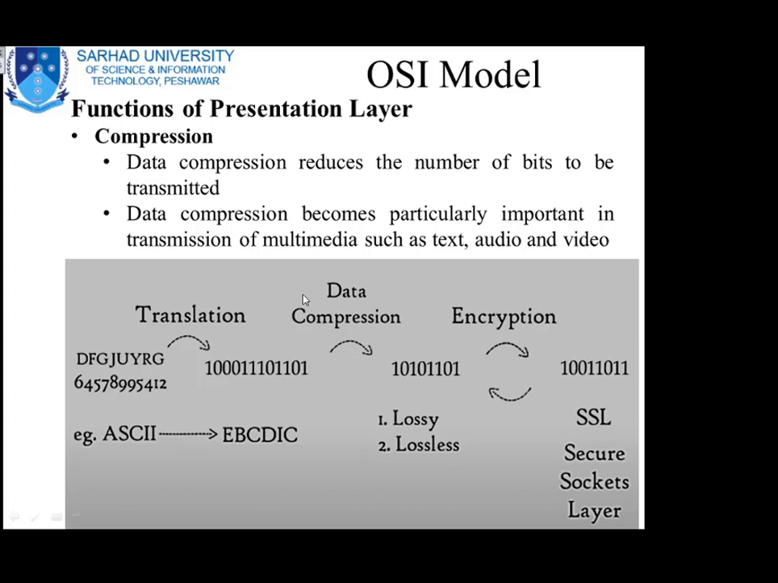The third one is encryption. Before sending the data towards the lower layer, the presentation layer basically encrypts. It means it encodes data in a form so that the security need cannot be compromised. So it is basically a security function that the presentation layer is performing.